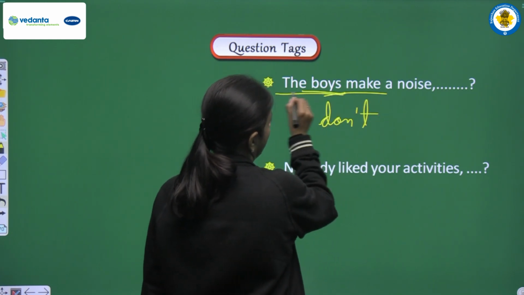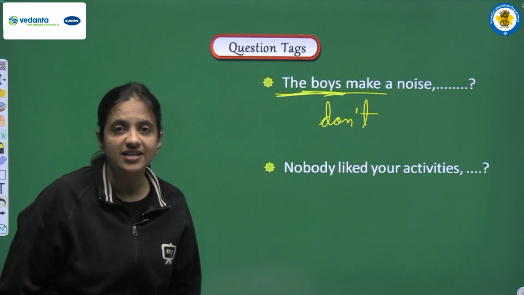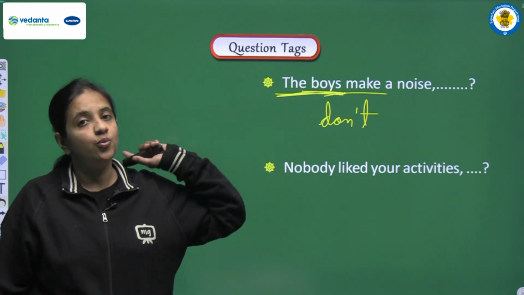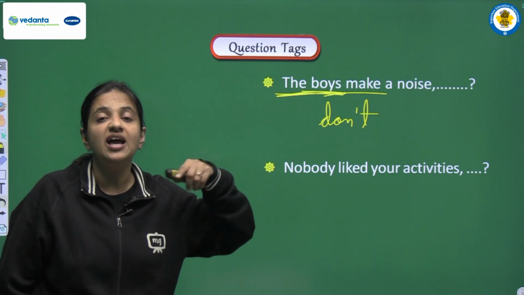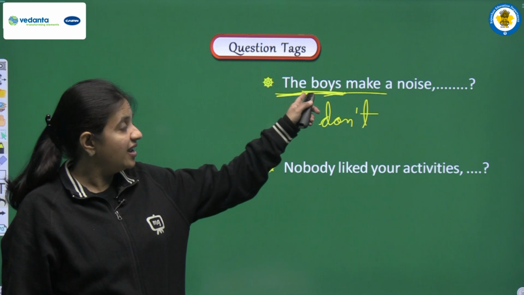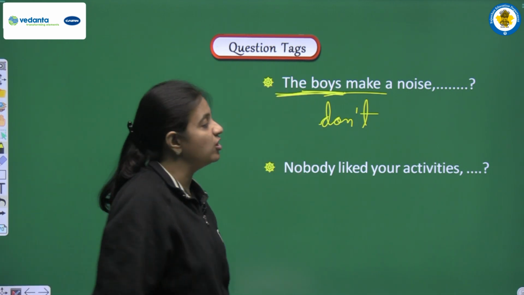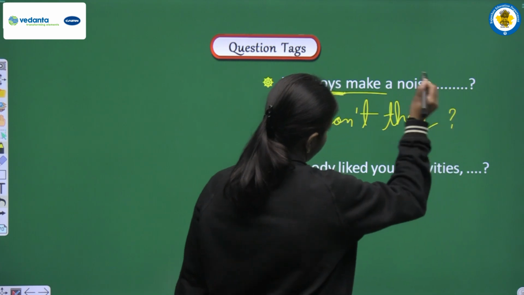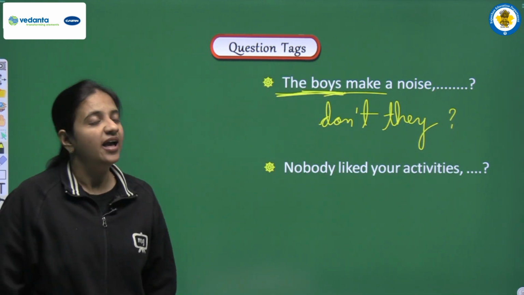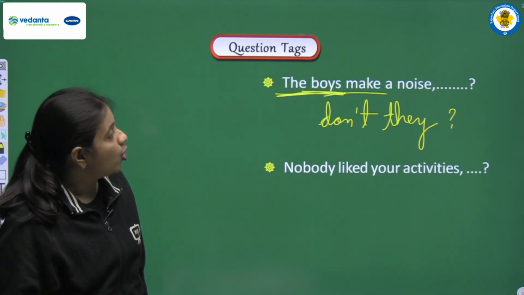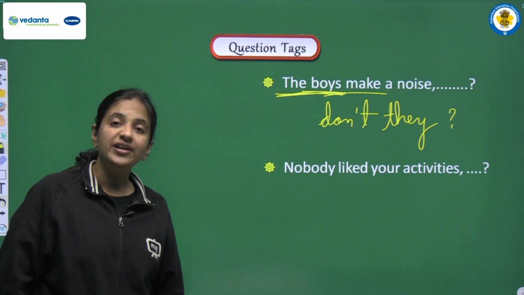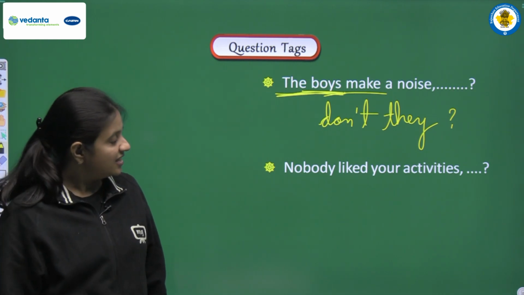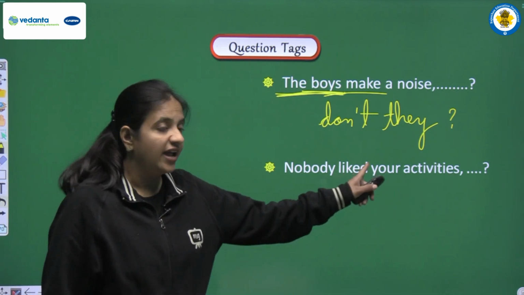And the boys, so we are having the boys as the subject, that is a noun. So we have to replace this noun with the appropriate pronoun. So we are having plural. So for plurals we always use they as the pronoun. So here our question tag will be don't they, and the complete sentence will be the boys make a noise, don't they.